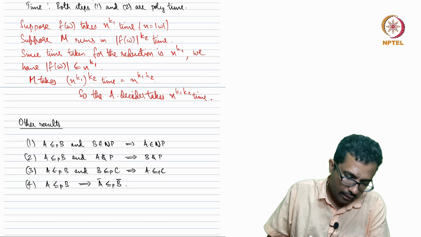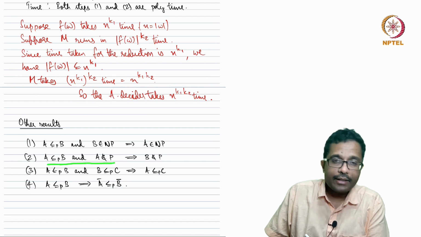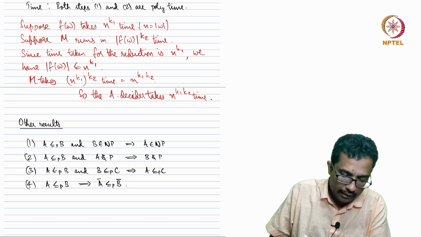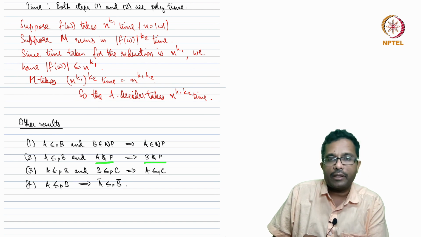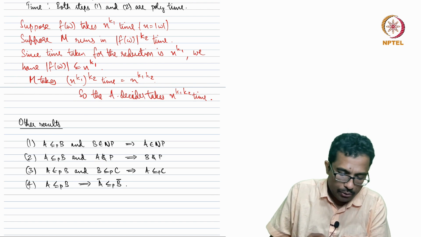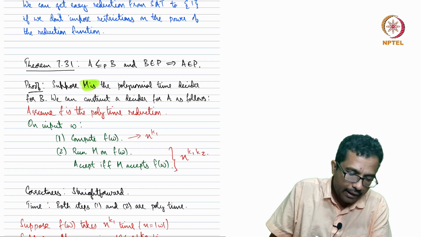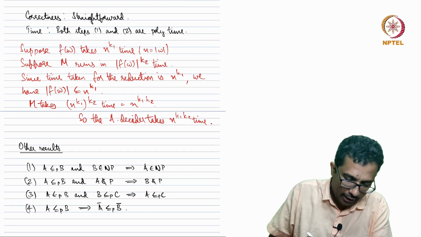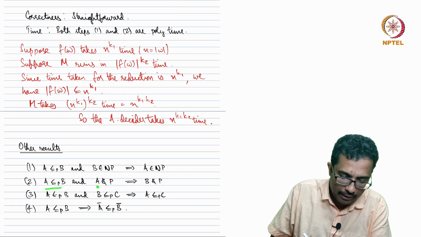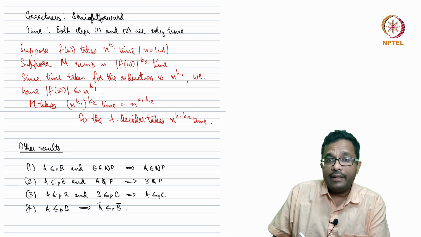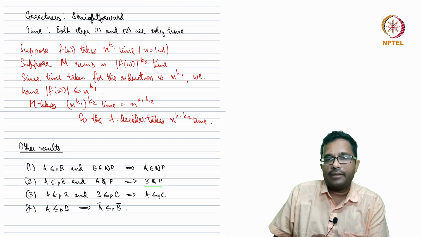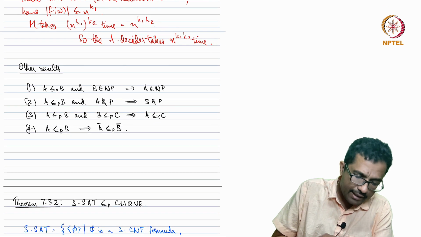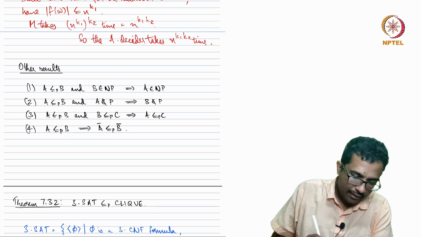So if A is reducible to B in polynomial time and A is not in P, that implies that B is not in P. Again, this is analogous to the results where if A was mapping reducible to B and B was decidable, then A was decidable, and if A is mapping reducible to B and A is undecidable, then B is undecidable. The next thing is transitivity.